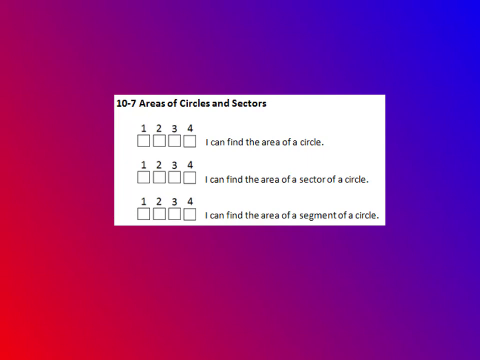Hey you guys, we're in chapter 10 and we're looking at section 7. Our main objectives here, even though there's 3 listed, we already know how to find the area of a circle. We know the formula for that. Area of a circle is equal to pi r squared. So the other objectives that we want to focus on are finding the area of a sector of a circle and finding the area of a segment of a circle.